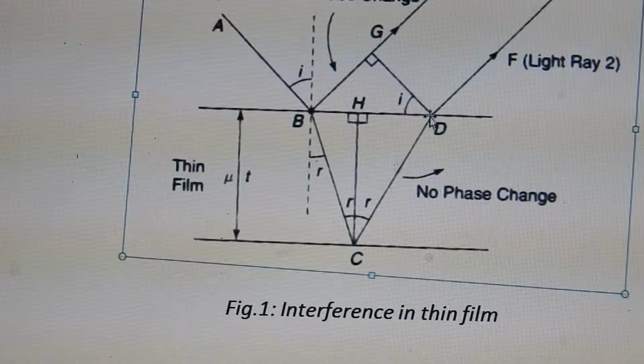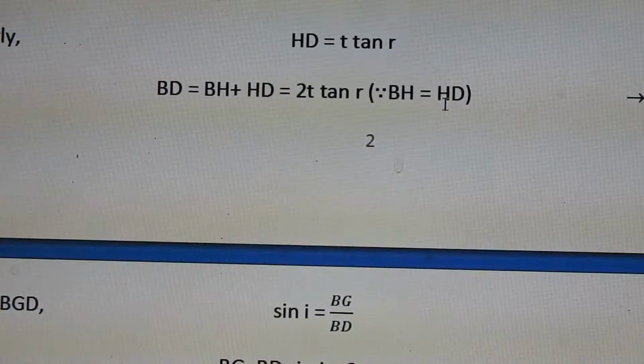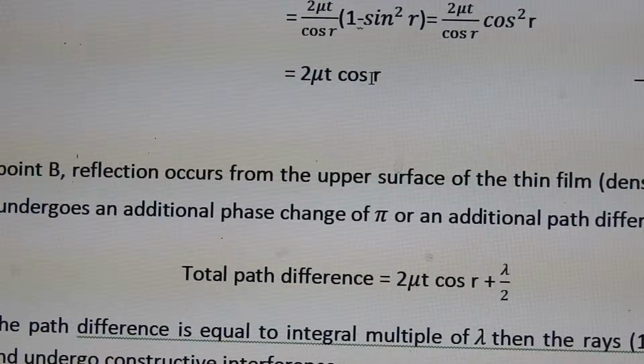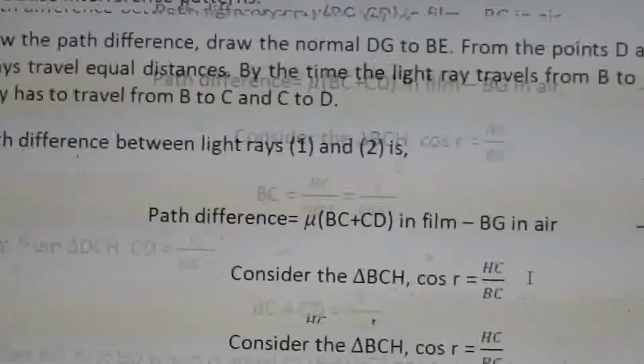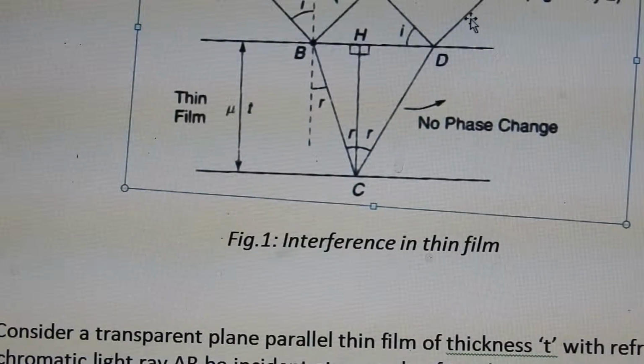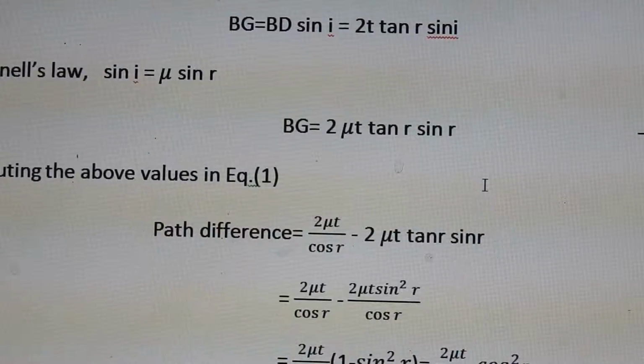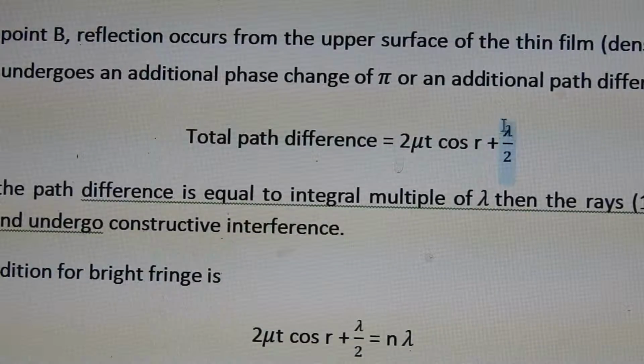But when the second ray is emerging out from the thin film, the second ray gets lambda by 2 extra path difference, so that path difference should be added here in the final equation. The second ray is traveling an extra distance of lambda by 2, because it is reflecting from a denser medium to a rarer medium, so the extra distance lambda by 2 should be added here.